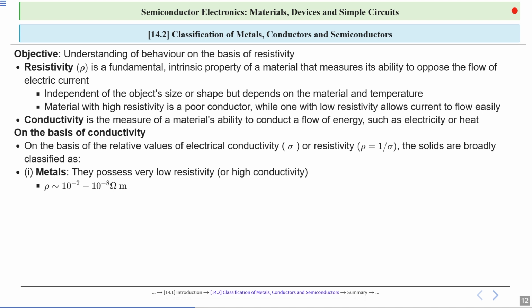Resistivity of metals ranges from 10 to the power minus 2 to 10 to the power minus 8 ohm meter. This means they allow electric current to flow easily through them, making them ideal for use in wiring and electrical devices. Electrical conductivity of metals, measured in Siemens per meter, ranges from 10 to the power 2 to 10 to the power 8 Siemens per meter, indicating materials can have varying abilities to conduct electricity.